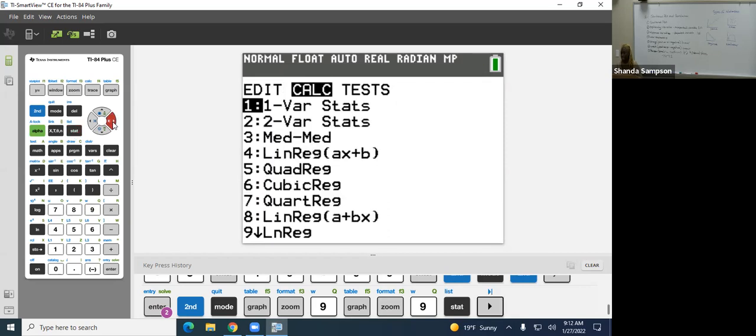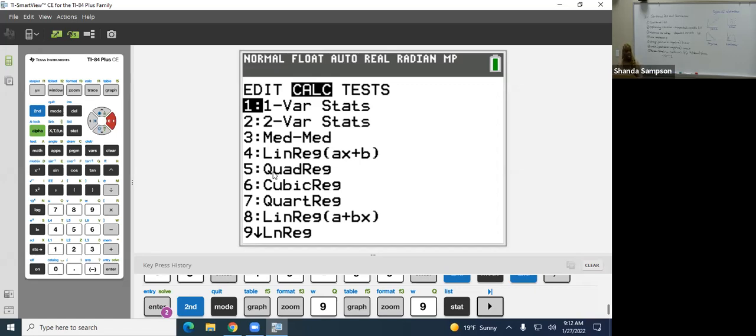Over to calculate. Now, there are two line regressions. There's line regression for algebra, which is number 4, which is ax plus b or mx plus b. Then there's number 8, which is for stat, which is a plus bx. They actually give you the same answer. The a's and the b's are just variables. But in statistics, you want to write it a different way. Whereas in algebra, you write your intercept last, in statistics, you write your intercept first. But it's the same thing, all right?